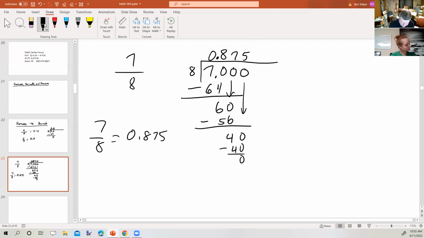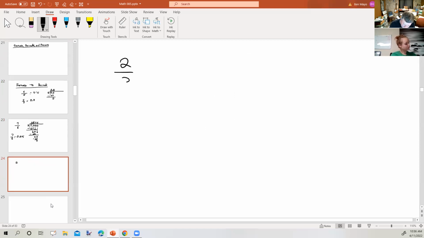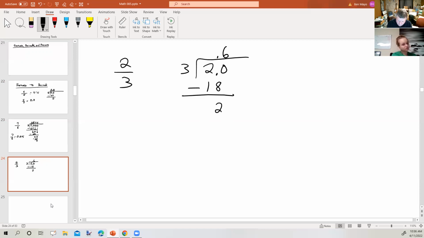All right, let's say we've got the following. 2/3. And we want to convert this into a decimal number. So 2 divided by 3. 3 doesn't go into 2, so we'll add a decimal point and a 0 and move the decimal point straight up. 3 goes into 20. Let's see, 3 times 7 is 21. 3 times 6 is 18. 20 minus 18 is 2. 3 doesn't go into 2, so we'll add a 0 and bring it down.